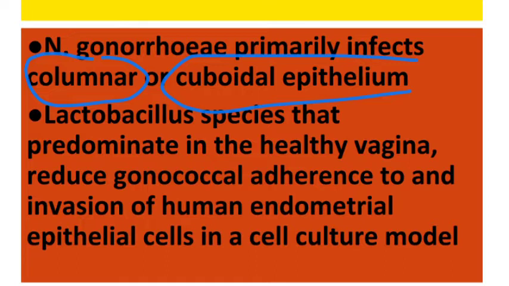Now, women have lactobacillus. This is a bacteria which is rod in shape. This kind of bacteria reduces Neisseria gonorrhoeae adherence, that is sticking to these cells, and also it reduces invasion of cells in the endometrium, that is in the uterus. And those women who have a lot of lactobacillus, you find that they are not affected by Neisseria gonorrhoeae.